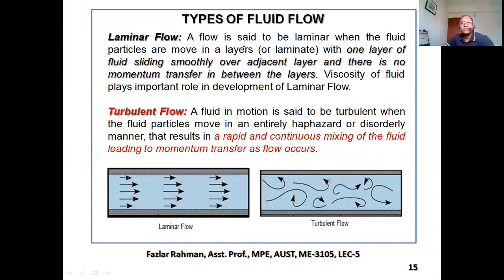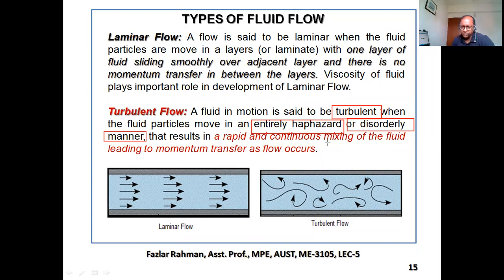So it's saying that a fluid in motion is said to be turbulent when fluid particles move entirely in a haphazard or disorderly manner that results in a rapid continuous mixing of the fluid, leading to momentum transfer as it flows. So there is continuous transfer of momentum in a turbulent flow. But in laminar flow, there is no turbulence.